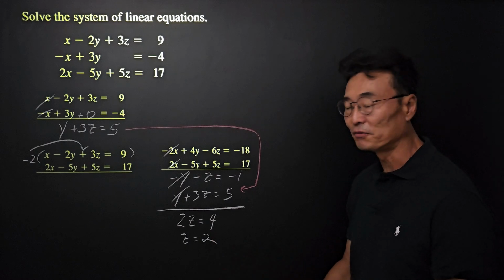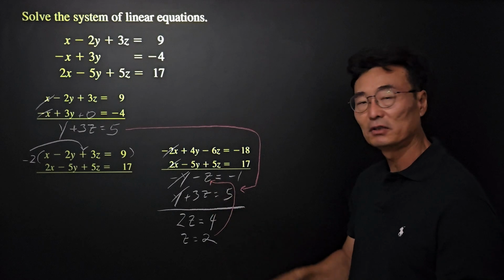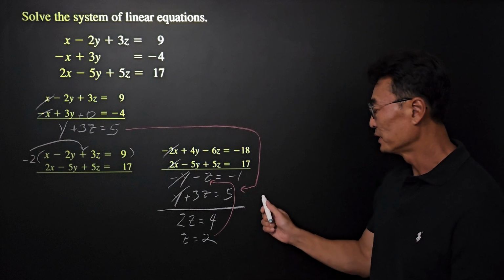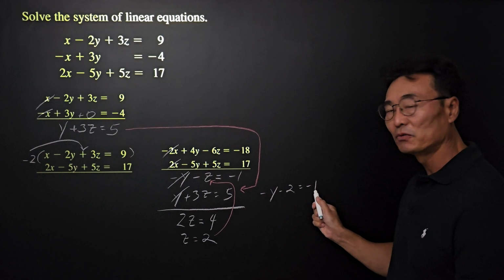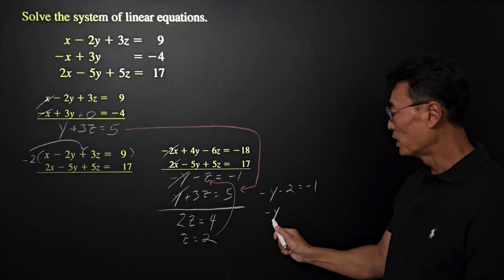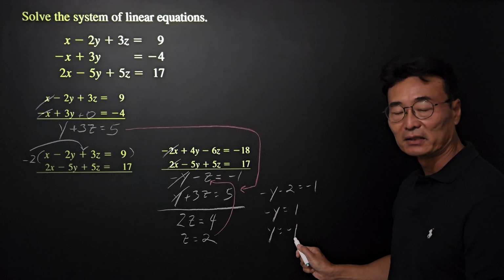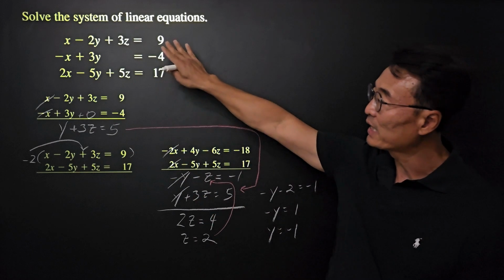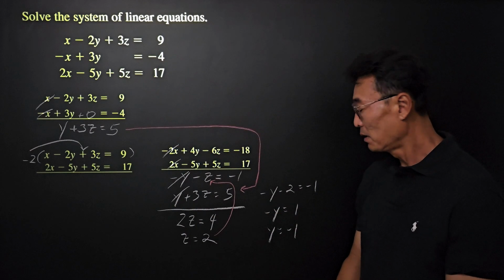Now that we have the value of z, we could go ahead and take that 2, plug it into here or here to solve for the value of y. So we get negative y minus 2 equals negative 1, negative y equals 1, or y equals negative 1. Now that we have the value of z and the y, we could plug it into any of the equations that we started with to solve for x.